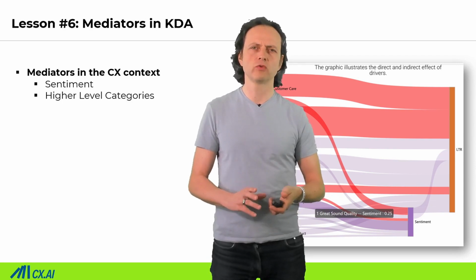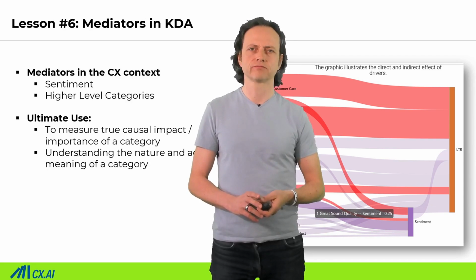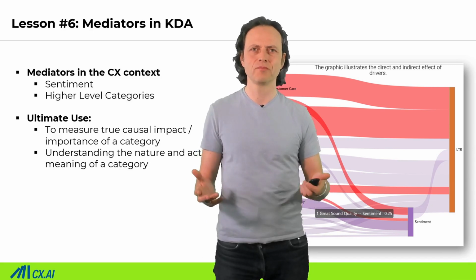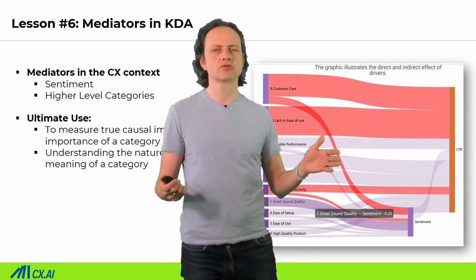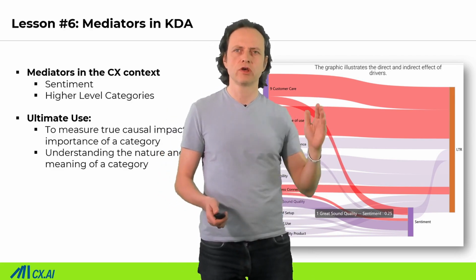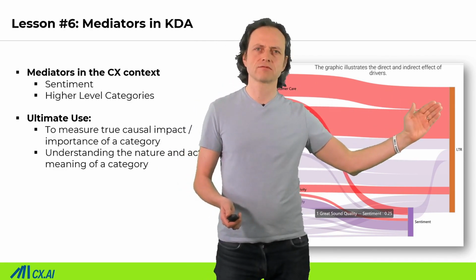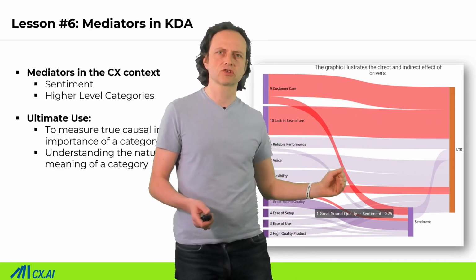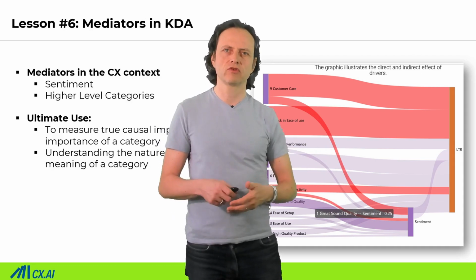So why do we need to include them? There's a simple reason. The ultimate use is actually to measure the true impact of your drivers. Because if you just do driver analysis, which is a regression approach, it is always only measuring the direct effects. Yeah, but if the drivers have interrelations to each other, you need to accommodate for them. You need to measure that.